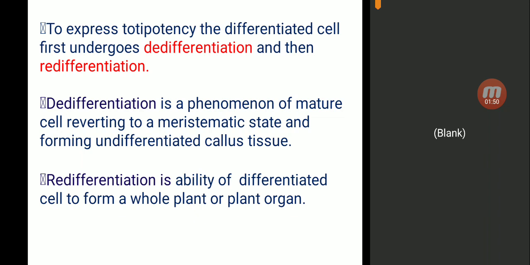Well, to express totipotency, there are two important processes that occur. One is dedifferentiation and another one is redifferentiation. So dedifferentiation is the conversion of a mature cell into a meristematic state and forming a callus, and again this callus can be redifferentiated into a whole plant or a plant organ.